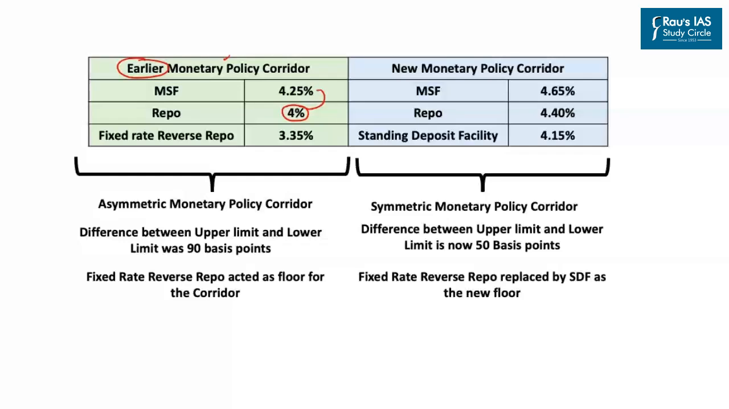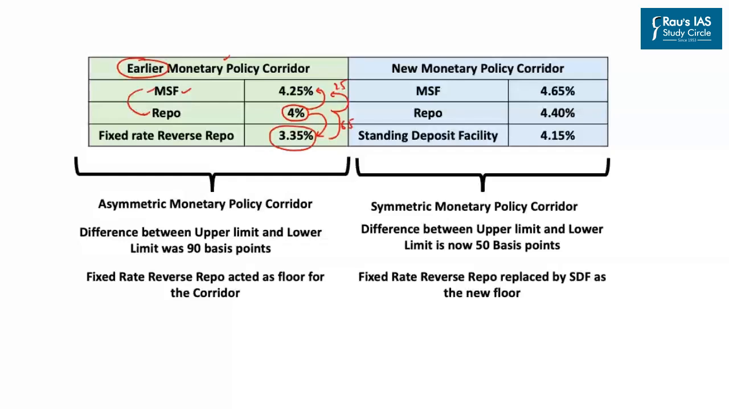25 basis points higher, we used to have the marginal standing facility, and 65 basis points below, we used to have the fixed rate reverse repo. So if you look at the difference between repo and MSF, this was 25 basis points. But if you look at the difference between repo and reverse repo, this was 65 basis points. So the difference between repo and the upper limit and the difference between repo and the lower limit was not the same.